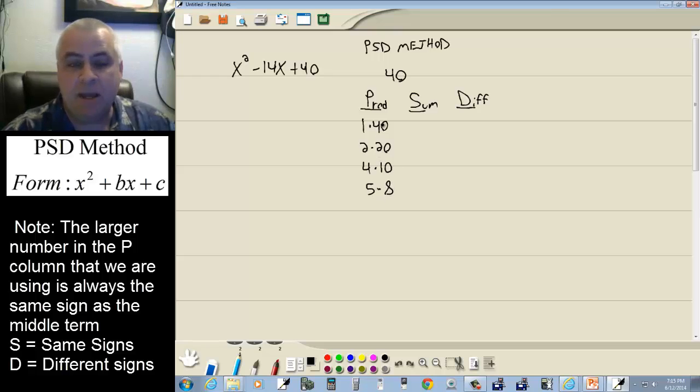Now, if you're not very good at coming up with those, you could just plug them in your calculator. 40 divided by 1 gives you 40. 40 divided by 2 is 20. 40 divided by 3 gives you decimals. If you get decimals, it doesn't divide into it evenly.